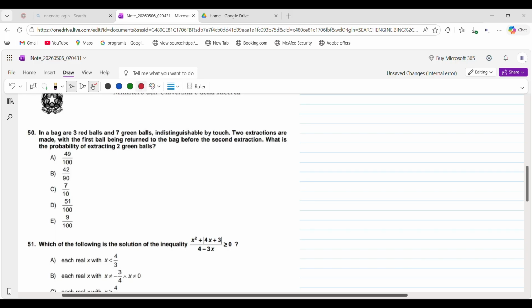50th question. In a bag, there are basically 3 red balls and 7 green balls, indistinguishable by touch. Okay, 2 extractions are made, with the first ball being returned to the bag before the second extraction. What is the probability of extracting 2 green balls? So basically, this is the question of probability we have.